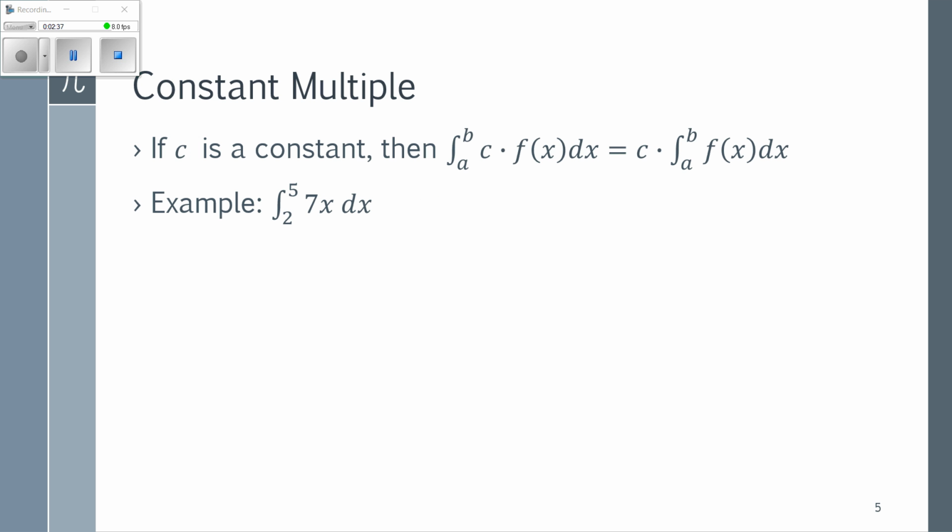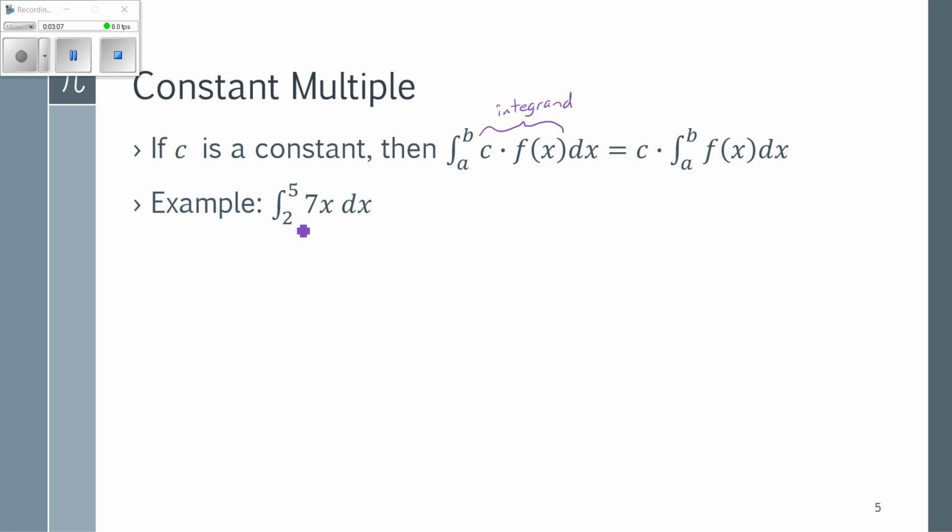The constant multiple, this is just like the constant multiple rule with limits and with derivatives, because this is one based upon the fact that a definite integral is a limit. And it says if I have a constant multiple inside the integral, by the way, all of what we're taking the integral of is called the integrand. So if I have a constant multiple in the integrand, I can pull it out of the integral.